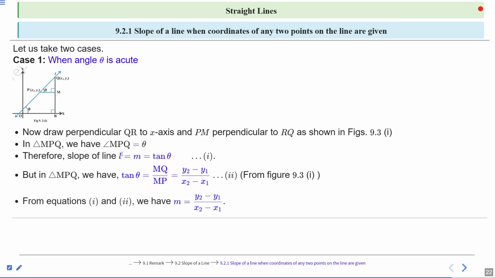Now from equations 1 and 2, combining them, we have m equal to y2 minus y1 divided by x2 minus x1. Clear? So the slope m is equal to y2 minus y1 divided by x2 minus x1.